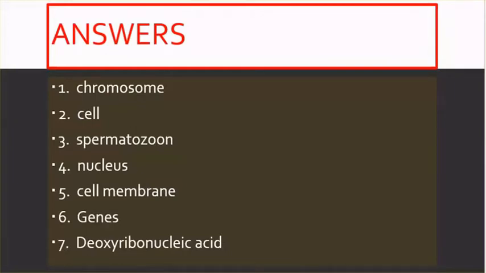Answers. Number 1 is chromosomes. Number 2 is cell. Number 3 is spermatozoan. Number 4 is nucleus. Number 5 is cell membrane. Number 6 is genes. Number 7 is deoxyribonucleic acid, or you could have put DNA for short.